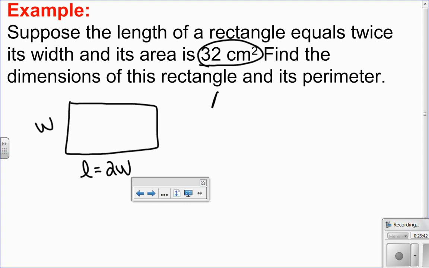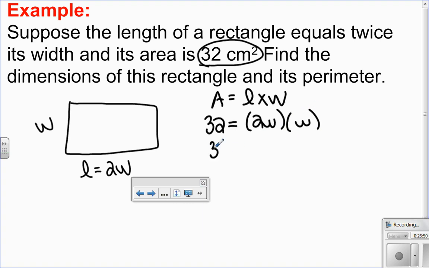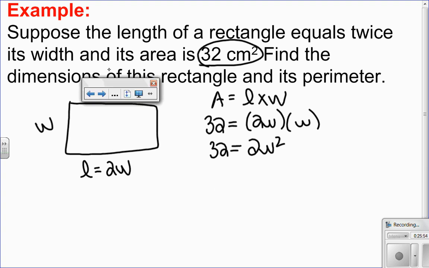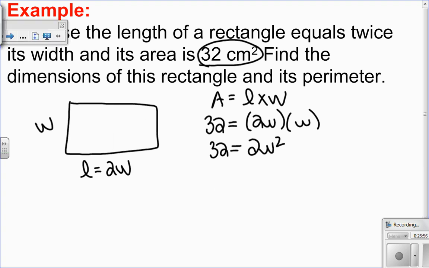Okay, so I know area is length times width. So 32 equals 2w times w. And that would just be 2w squared. So I'm going to solve this by setting it equal to 0, 2w squared minus 32, and then I'm going to factor. So this is a great opportunity to review difference of squares and greatest common factor.